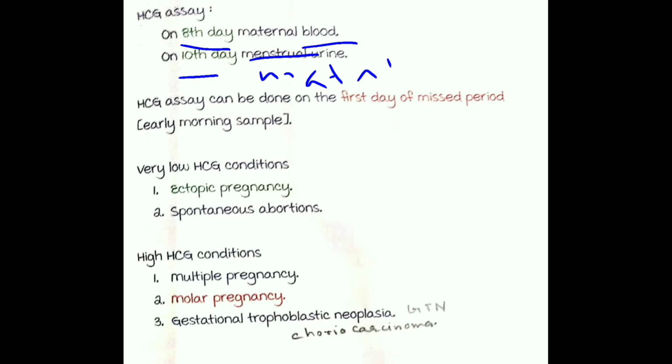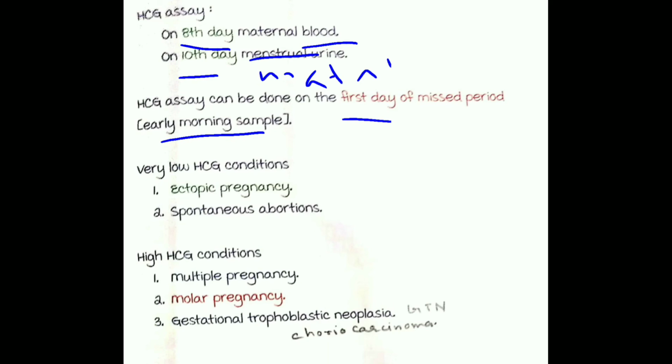Because hCG can be measured in maternal urine on the 10th day, the hCG assay can be done on the first day of the missed period, but that urine sample should be an early morning sample. So basically, if a female had ovulation on the 14th of a month, and she was due to get her periods on March 1st, and she is not getting her periods, and she checks the level of hCG in her urine, it can be found out whether she is pregnant or not. On the first day of the missed period, it's 100% sure that hCG levels can be found out.